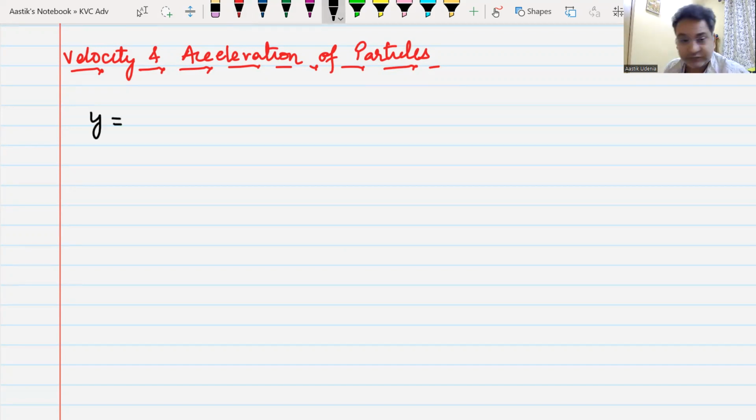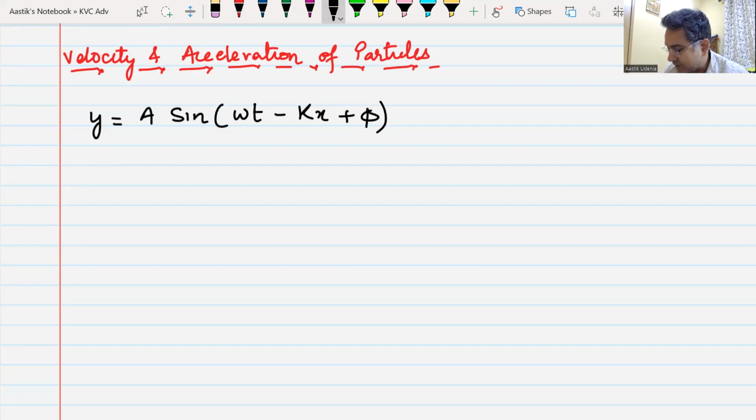Let us say that my y is a function of x and t. My equation looks like this. Let me add a phi as well, the initial phase. Now I have to find out the velocity and acceleration of a particular particle at a particular time. How do I find it?